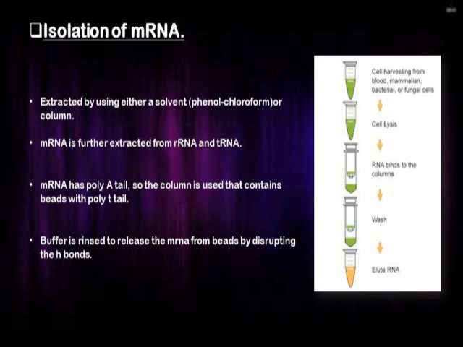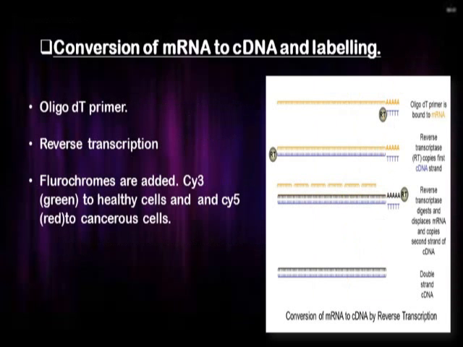Now, the next step is where we convert the mRNA into cDNA. Why do we need to convert mRNA to cDNA? Because mRNA is not stable. It has a problem where it can degrade soon. But cDNA is a little more stable. So, conversion of mRNA to cDNA is where the enzymes come into play.